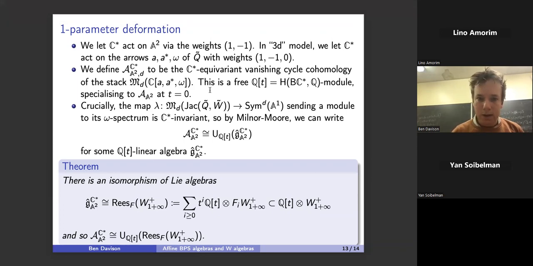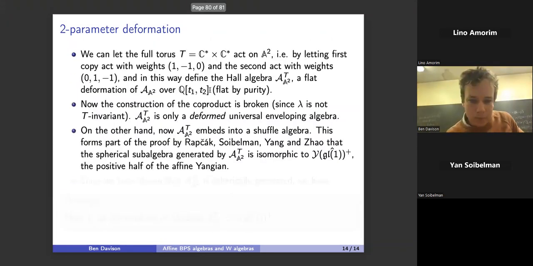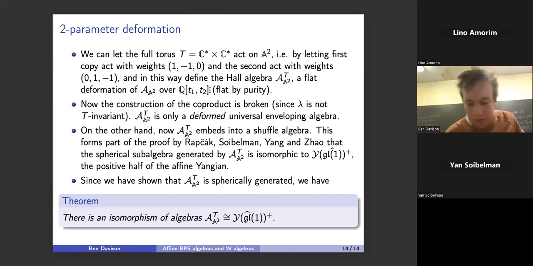And now finally, I realize I'm out of time. So of course, there is a full 2-torus that acts on A2. And one might ask, well, what happens if we go ahead and let that act? So one thing that goes wrong is that there's no way to let that 2-torus act in such a way that we don't scale the omega arrows somehow or other. So now the morphism that simply remembers generalized eigenvalues of the omega operator is no longer invariant, but that somehow makes it more interesting.